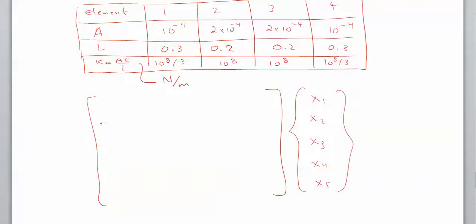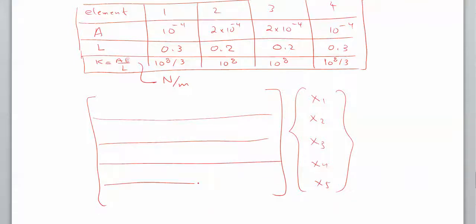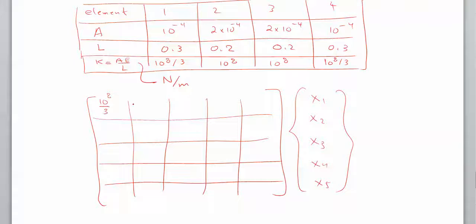So let's see now. We need 5 rows, 5 columns. There it is. So we're going to have 10 to the 8 over 3 here, minus 10 to the 8 over 3, minus 10 to the 8 over 3, 10 to the 8 over 3. And then for the second element, it's going to be plus 10 to the 8, minus 10 to the 8, minus 10 to the 8, 10 to the 8. Oh, let's also put down our loads here.